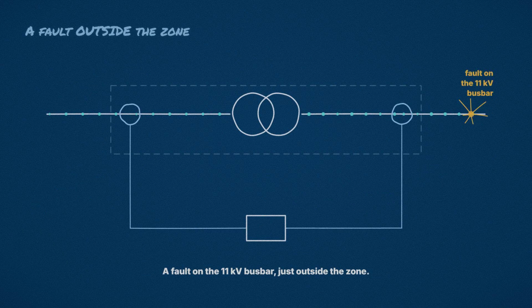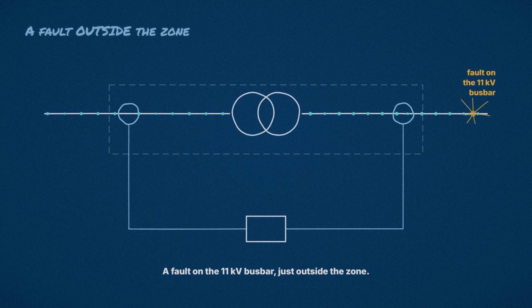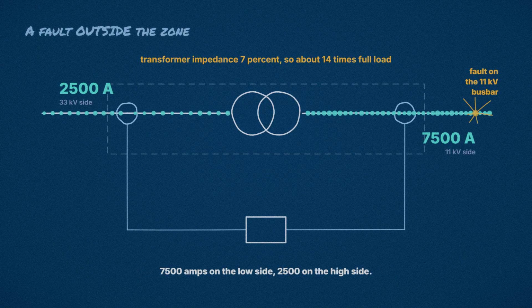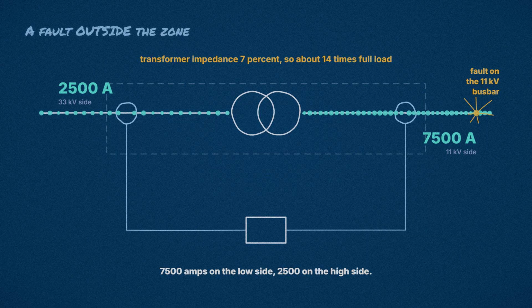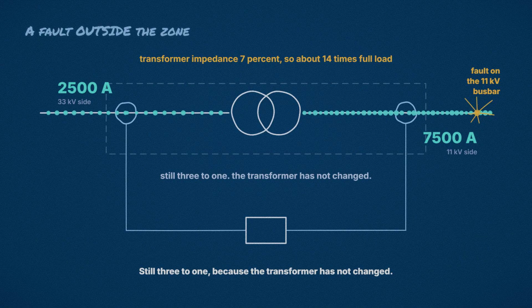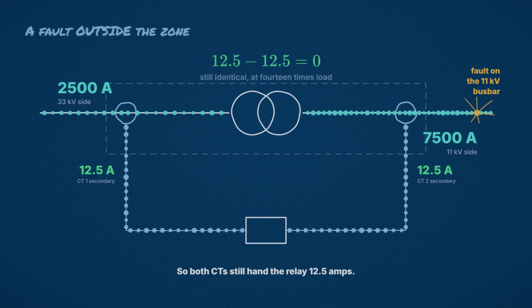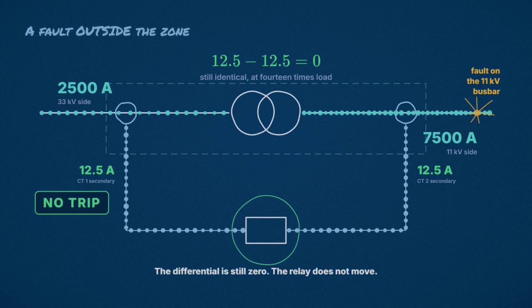Now a fault on the 11 kilovolt bus bar just outside the protected zone. The transformer impedance is 7%, so the fault current settles at about 14 times full load. That is 7,500 amps on the low voltage side and 2,500 amps on the high voltage side. Still 3:1 because the transformer itself has not changed. So both current transformers now hand the relay 12.5 amps. Still identical. The differential current is still 0 and the relay does not move.